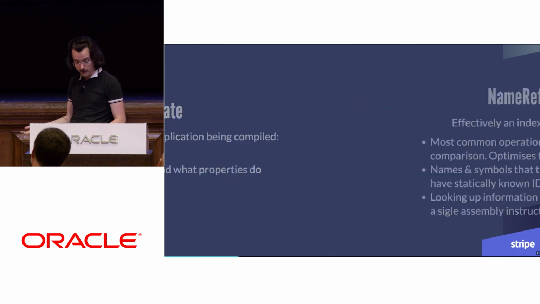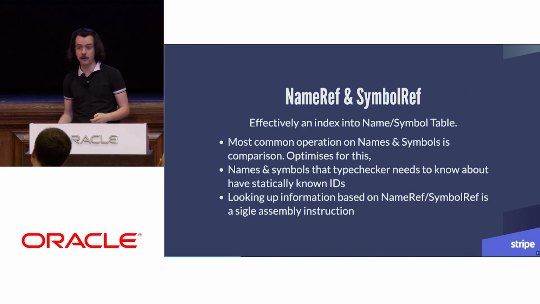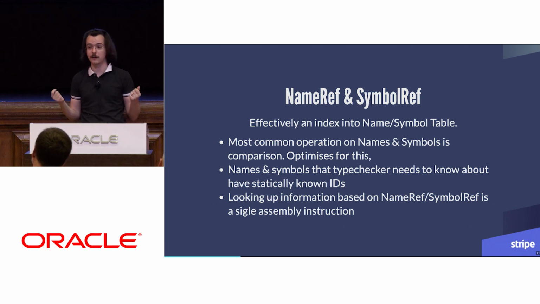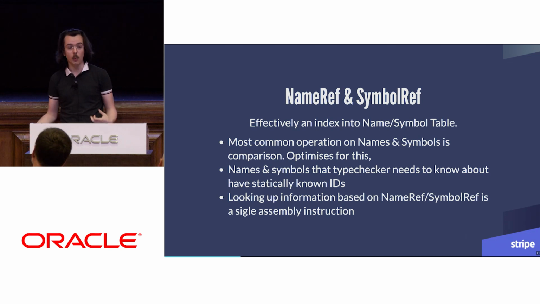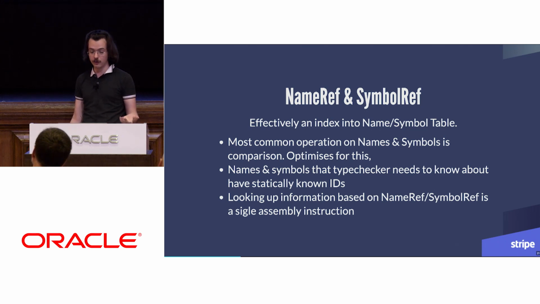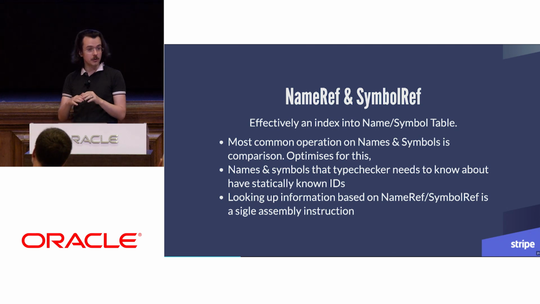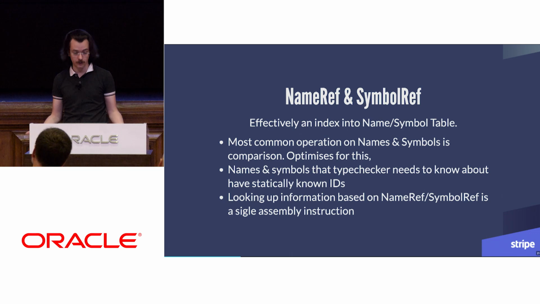Now, the way you talk to the global state is name refs and symbol refs. They're effectively indexes into the name table and symbol table, and the reason why they exist is to optimize the most common operations that you can do on them. What I found working on the Scala compiler and now working on a typechecker for Ruby is that the most common operation on either names or symbols is just comparison for equality. They represent the vast majority of your operations, and thus making them fast is super important.